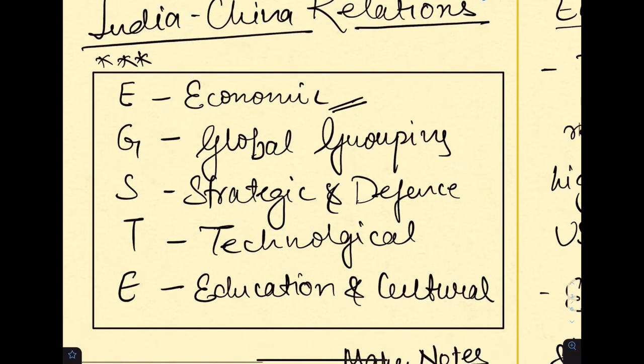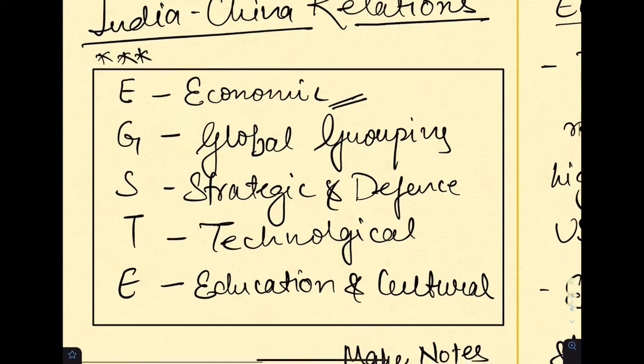Now, if you have to make any international relations note, think of 5 of these. Okay, E, G, S, T, E. These are the 5 broad themes on which the questions may be asked, and you have to make notes according to them. So E stands for economic, G for global groupings, S for strategic and defense, T for technological, and E for education and cultural.